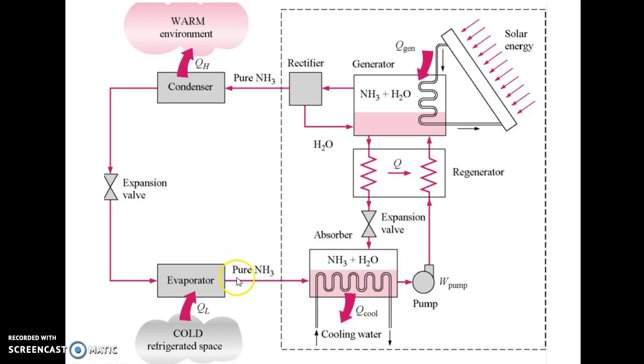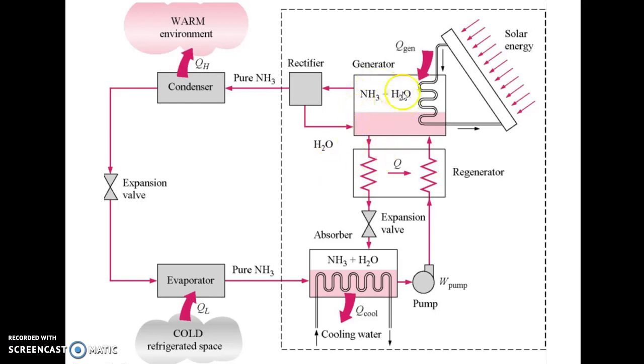What happens is, the liquid ammonia absorbs the heat from the refrigerated space. It turns to vapor ammonia at a low pressure and temperature. It is then given to an absorber, where it is mixed with water. So the combination of ammonia vapors and water is then pumped using a pump. It is given to a regenerator, and then it reaches the generator.